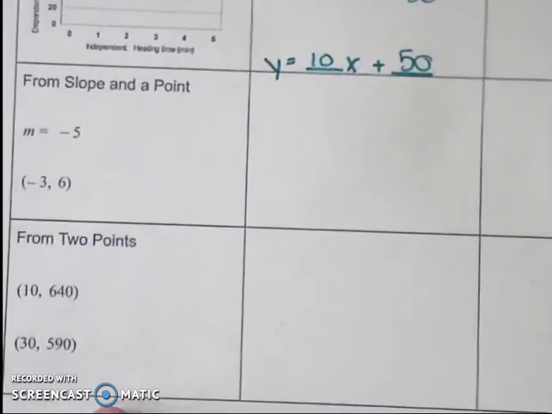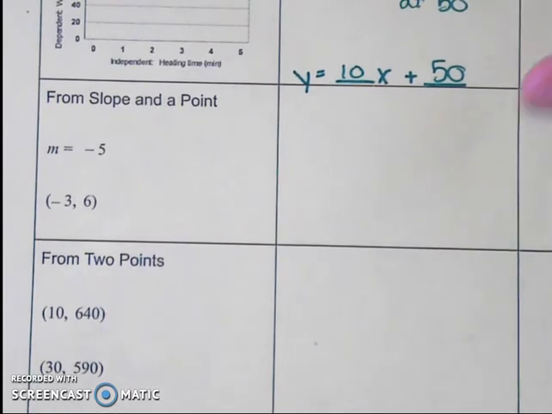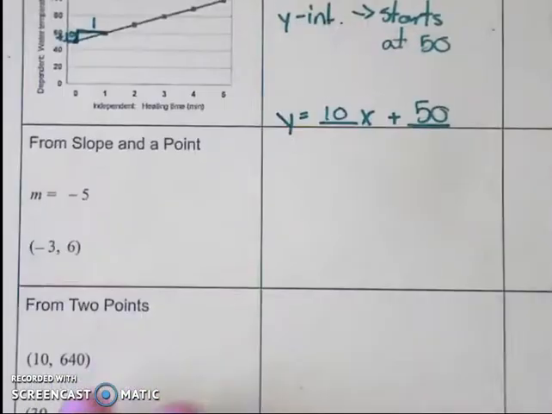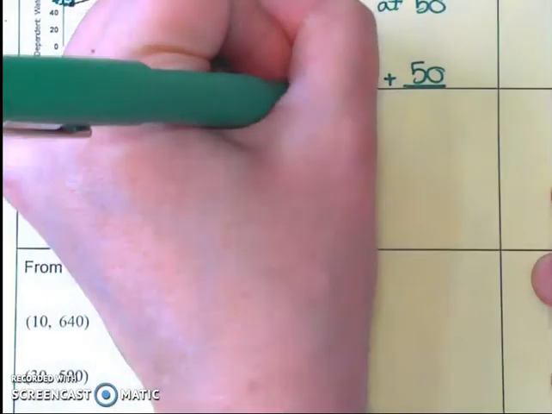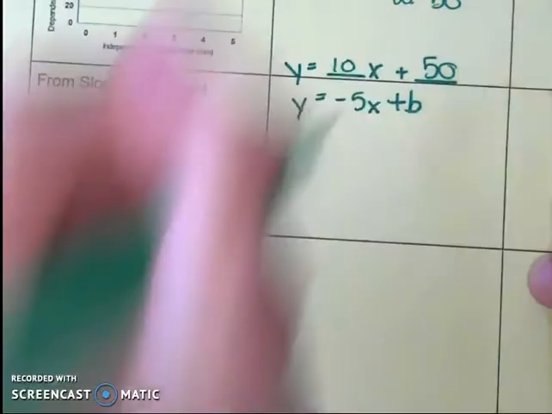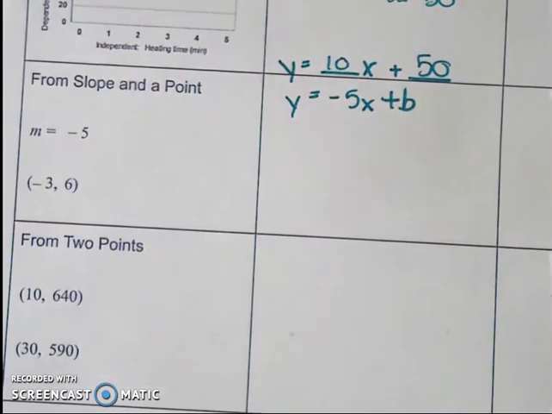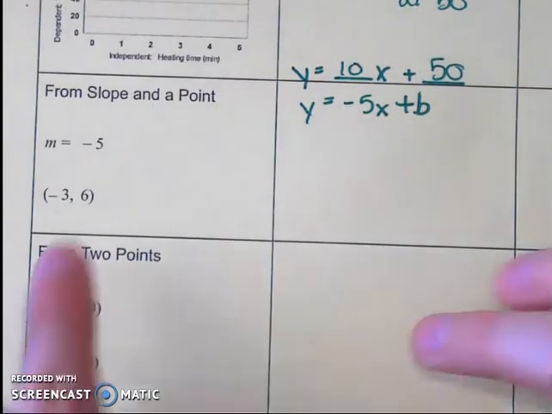All right, let's look at slope and point. Now, slope and point, we already know one piece of information that we need, right? We already know the slope. So let's go ahead and put that in. We know y equals negative 5x, but we don't know the y-intercept. So let's just write plus b. Now there's a problem with this equation. We have 3 different variables here. Oh, but we haven't used this point yet.